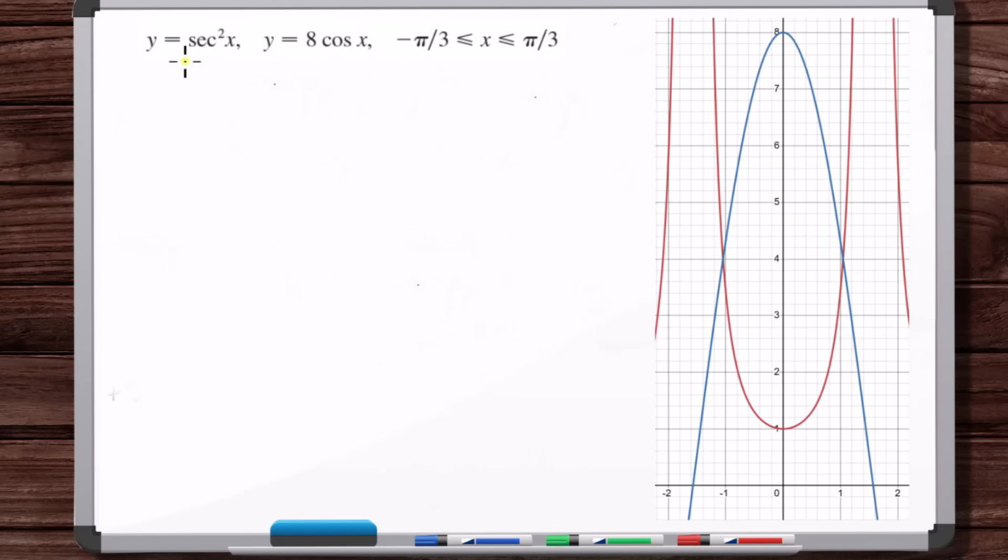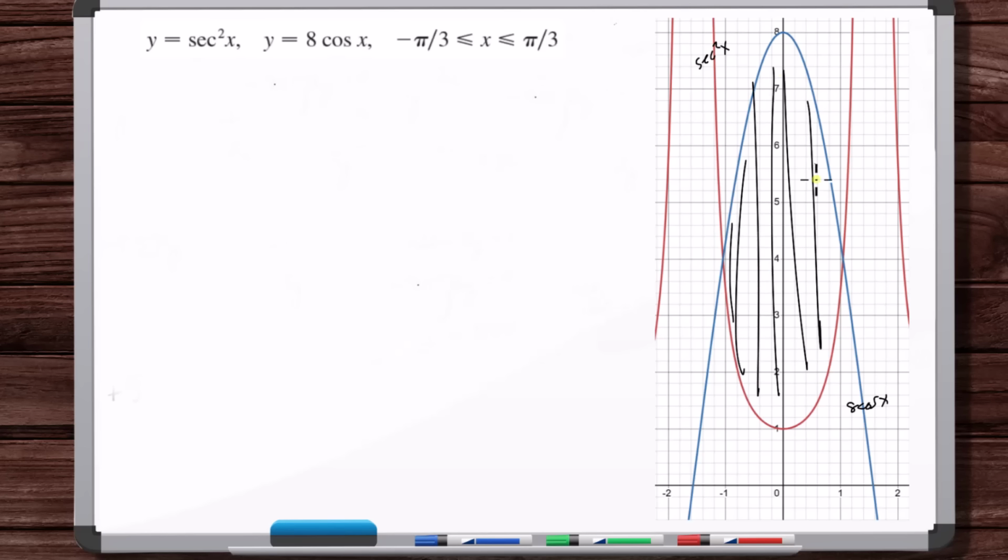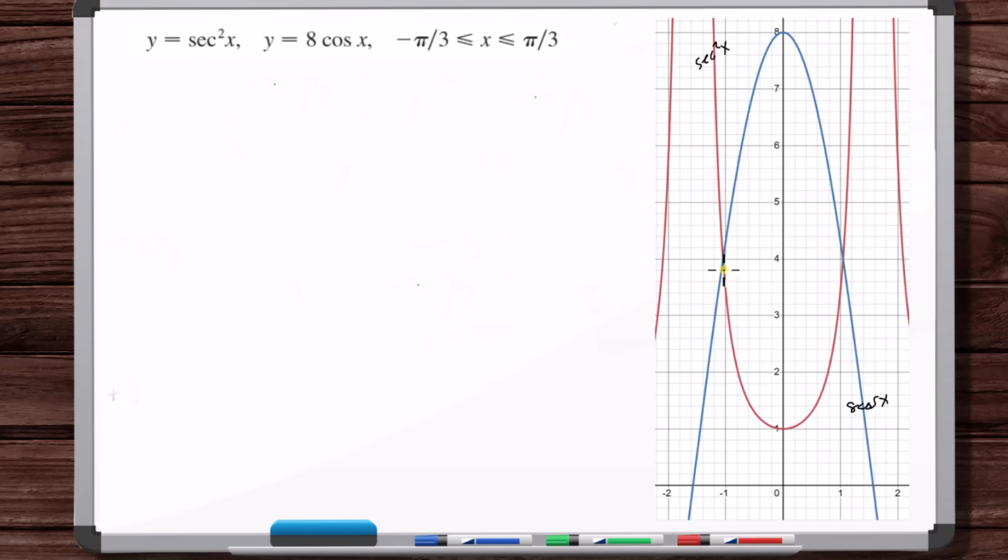All right, let's find the area between these two curves over this interval. The red is secant squared x, and the blue is 8 cosine x. So we're trying to find the area contained between these two curves. So this area, assuming that these intersection points here are equal to minus pi over 3 and pi over 3. We need to verify that. It looks like they are.